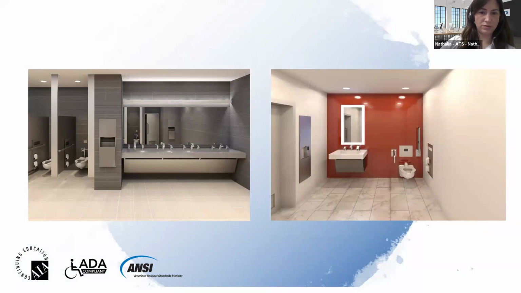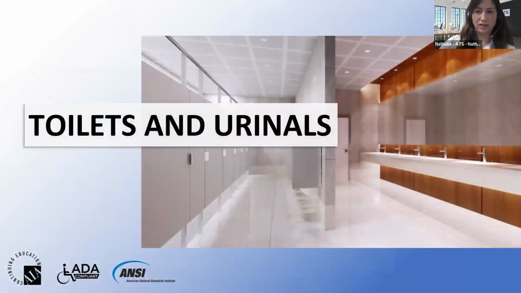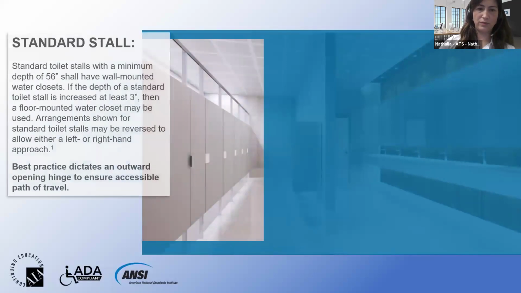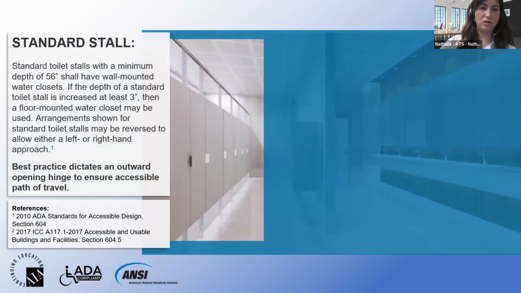Some examples of accessories mounted in compliant heights. And talking about toilets and urinals. The standard stall should have a minimum depth of 56 inches, and they should have wall-mounted water closets. If you increase the depth by at least 3 inches, then you can use a floor-mounted toilet.